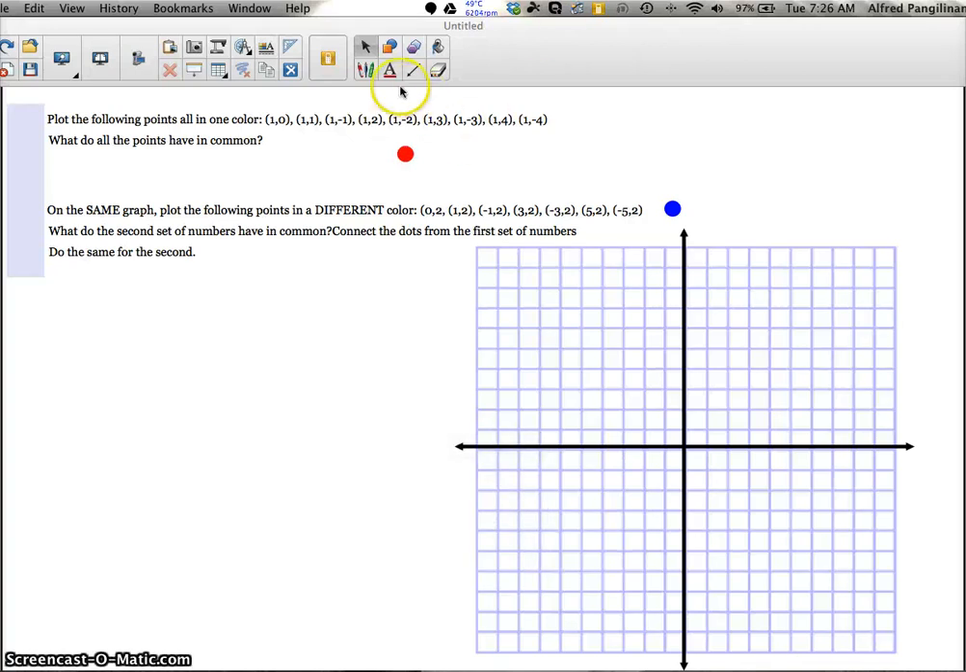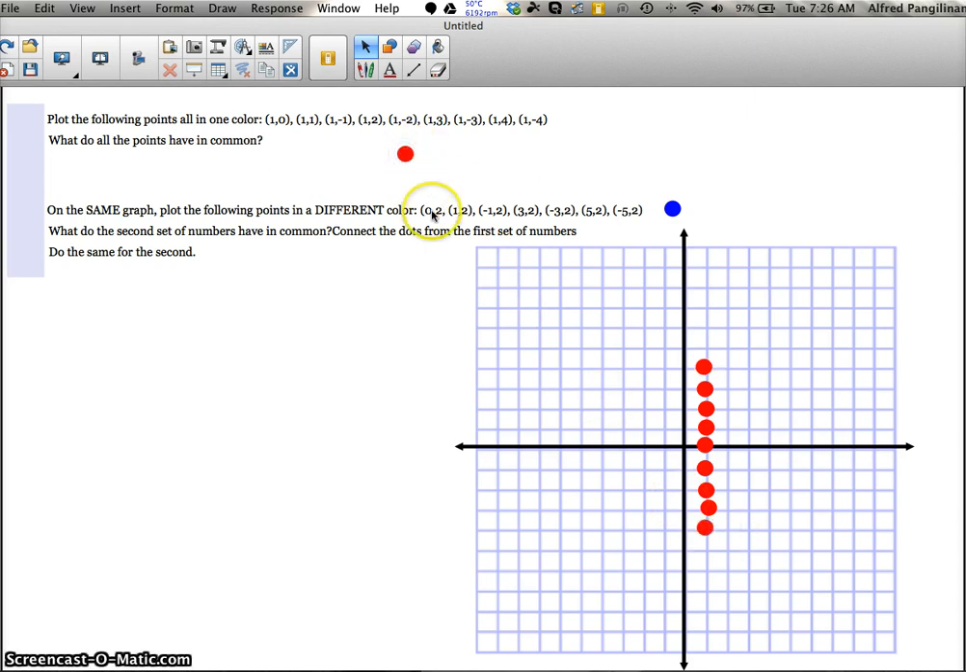So this is your do now question, and you have to plot each one of these points. So here's 1 comma 0. Remember to go to your x values first. 1 comma 0, 1 comma 1, 1 comma negative 1, 1 comma 2, 1 comma negative 2, and 1 comma 3, negative 3, 4, and negative 4. Now what do they all have in common?